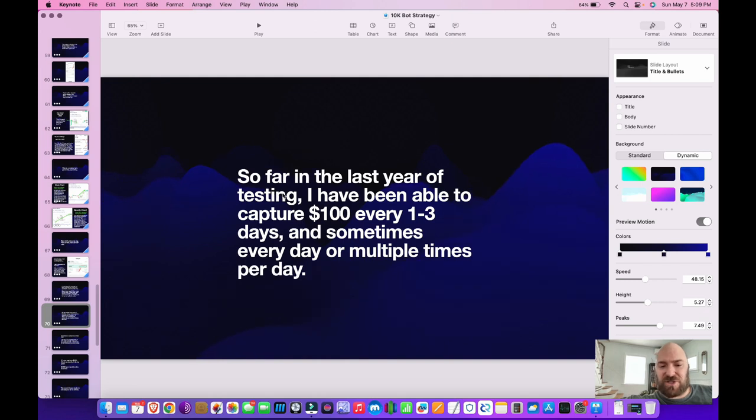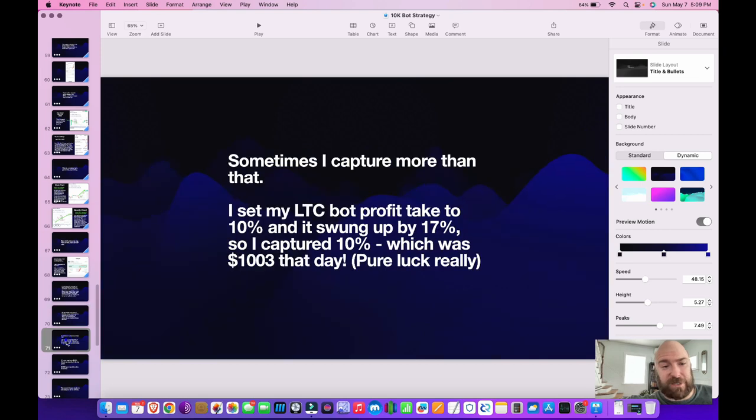So far in the last year of testing, I've been able to capture about $100 every 1 to 3 days. And sometimes it happens multiple times in a day. It just totally depends on how volatile the market is. Sometimes I can capture more than that.